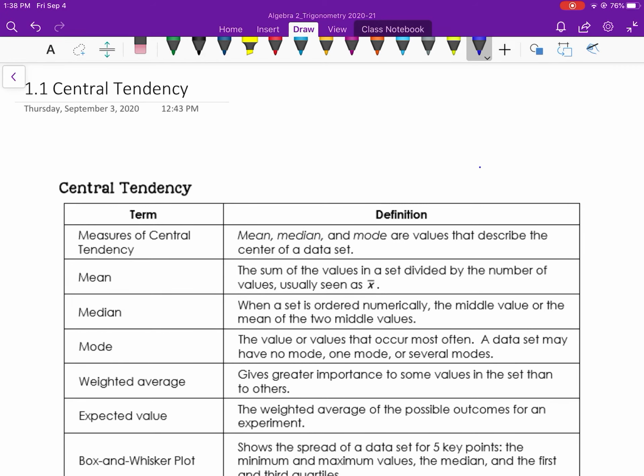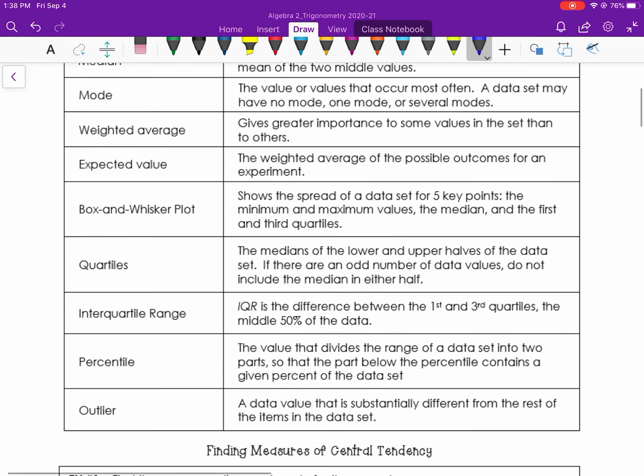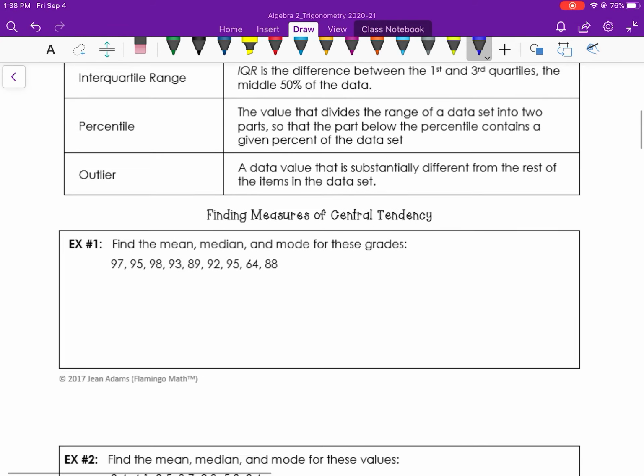Today's lesson is going to be 1.1 Central Tendency in the Unit of Statistics. Alright class, so take a minute, pause the video if you have to, read through these definitions. It's going to be a lot. Statistics is a lot of definitions, a lot of analyzing things. Alright, so again, pause the video. When you're done, we'll start.